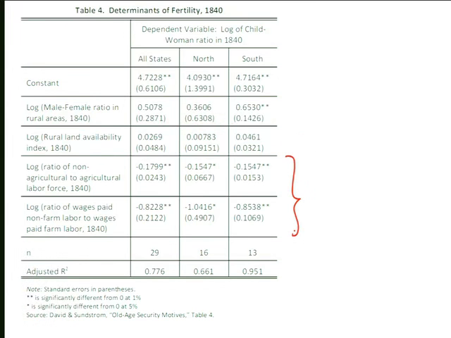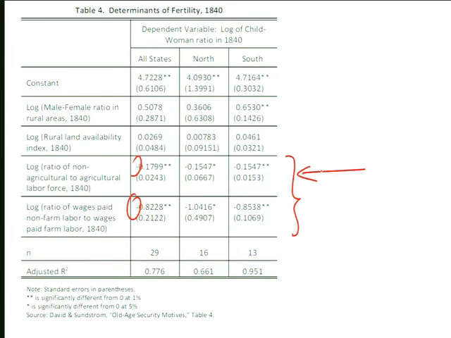Yep, because they have stars after them. You don't have to know any econometrics to look for stars. All you need is stars. Those things have stars after them. They have negative signs, which is pretty cool, because it means the higher is the non-ag versus the ag labor force, that is, the more labor market opportunities there are off the farm, the lower is the child-woman ratio, the lower is fertility. That's what this 1, 2, 3, 4th line tells us. The more off-the-farm jobs there are, the lower is fertility.